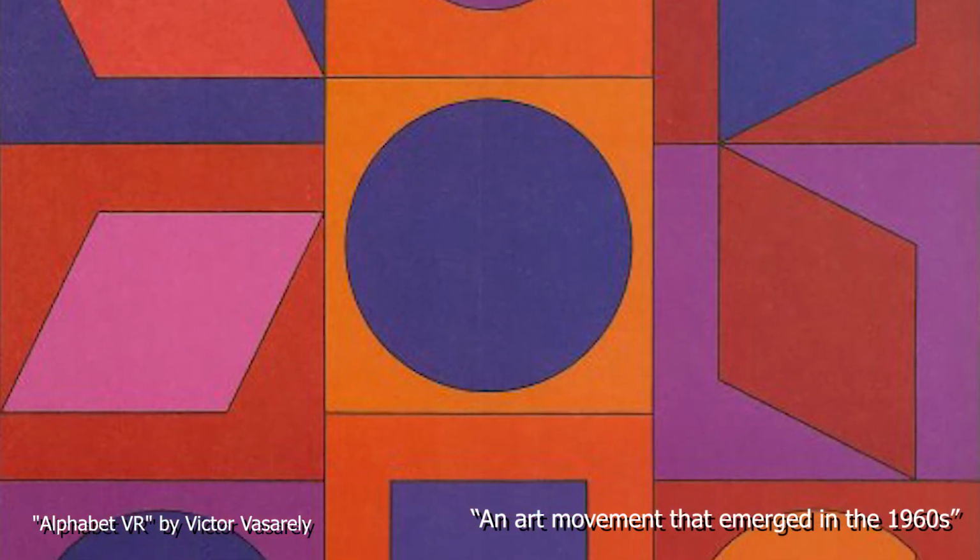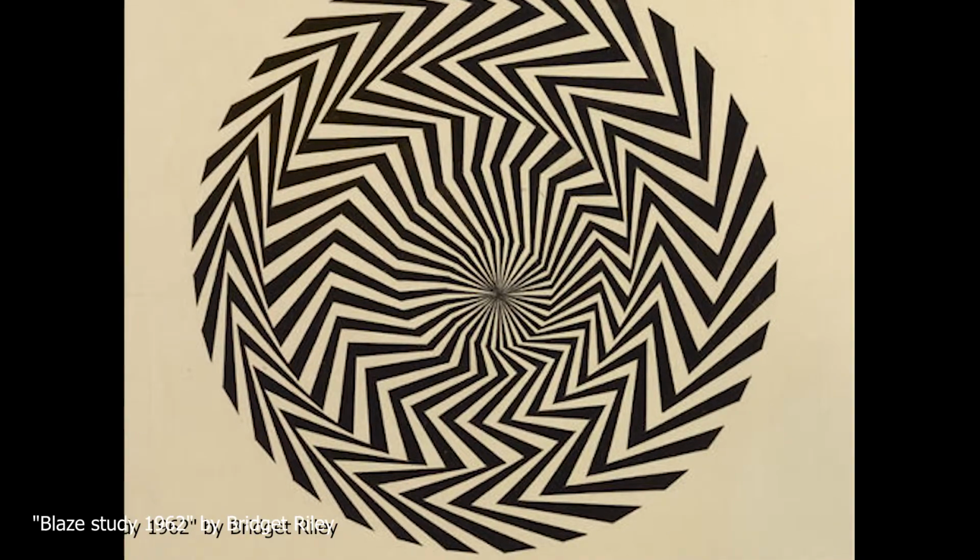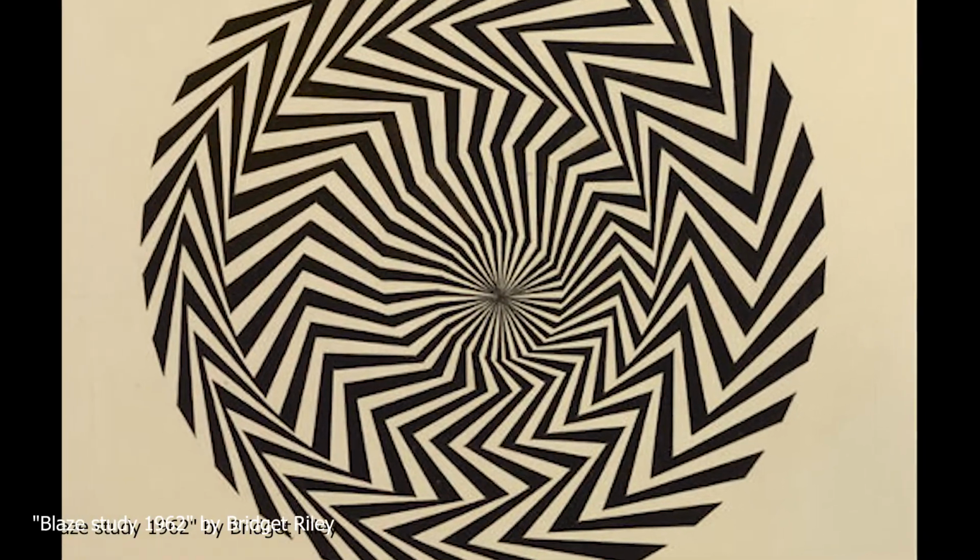So the first question here is, what in the world is op art? And what does op art actually mean? Op art is short for optical art, an art movement that emerged in the 1960s. It is characterized by the use of optical illusions, geometric patterns, and precise arrangements of colors and shapes to create artworks that appear to vibrate, move, or deceive the viewer's perception.